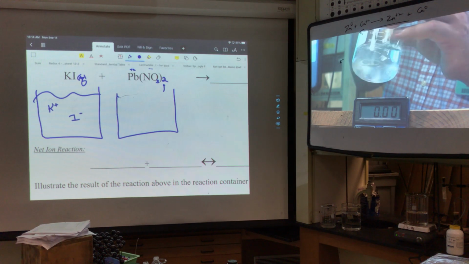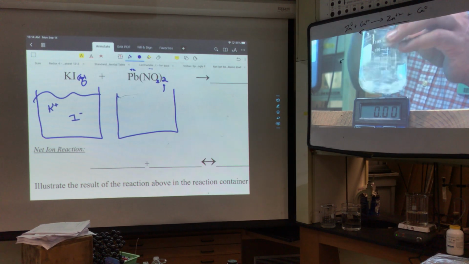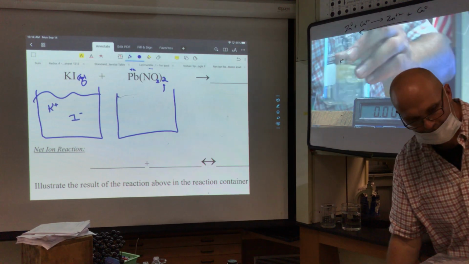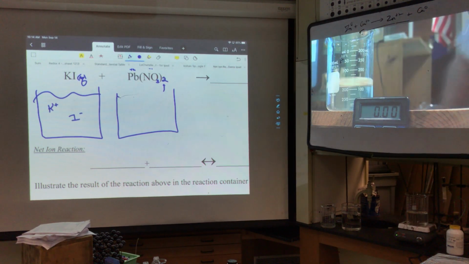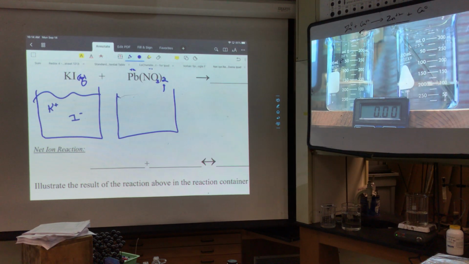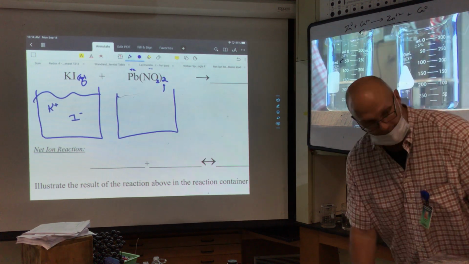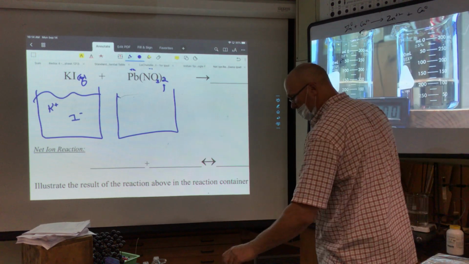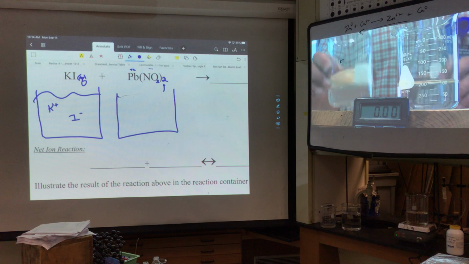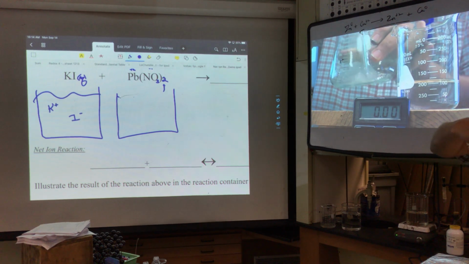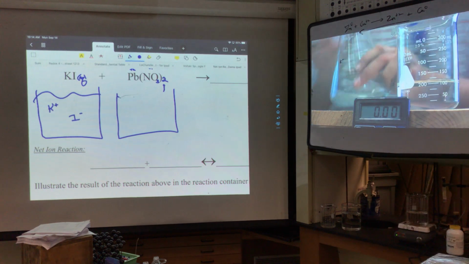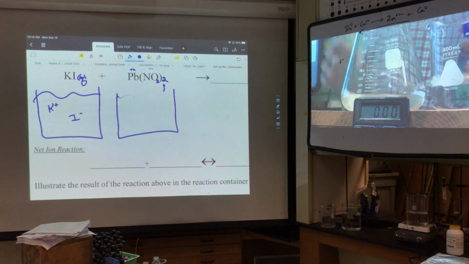Okay, and now I got my solution. So this is my lead nitrate. This is my potassium iodide. Now we're going to put this in a bigger flask. Let's put the lead nitrate here. All right. I'll keep these there for a second.